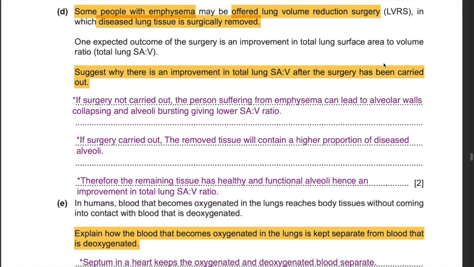A person not having surgery will lead to the end result being alveolar walls collapsing or breaking down, as well as alveoli bursting. If alveoli burst, that means the surface area to volume ratio is very low. However, if the surgery is carried out and the diseased alveoli already removed, then there is less chance of alveoli bursting because there will be the remaining tissue which has healthy and functional alveoli. Thus, an improvement in total lung surface area to volume ratio.